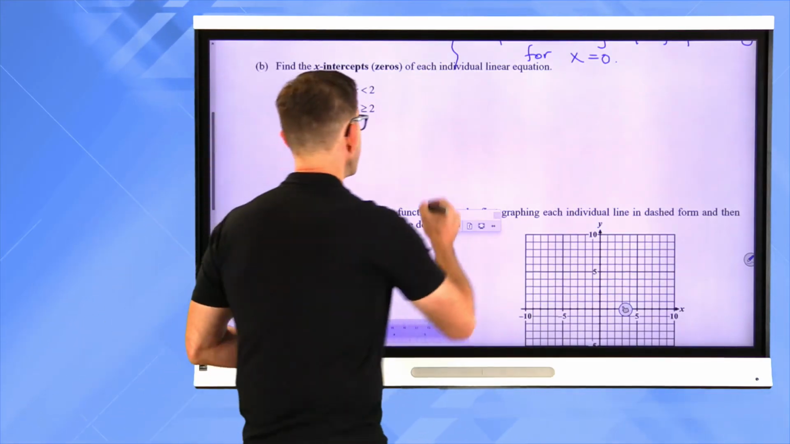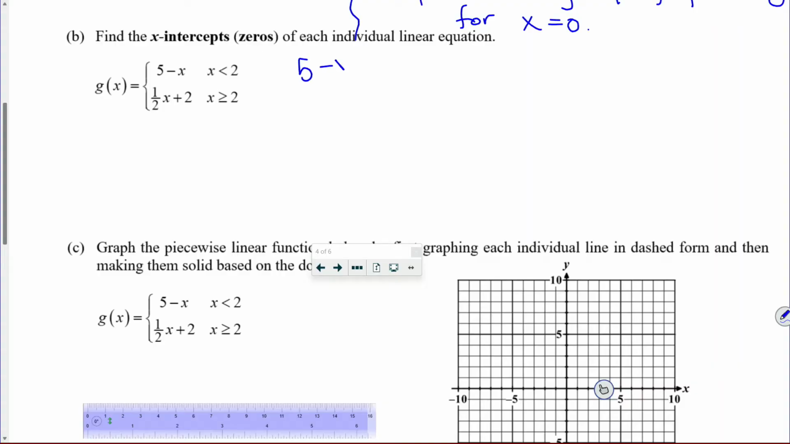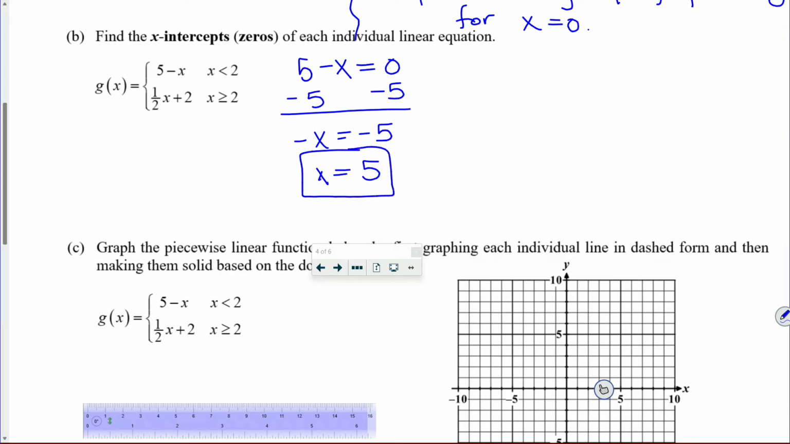All right, let's go through it. So for the first one, right, very simple. We have 5 minus x is equal to 0. Subtract 5 from both sides, and we'll get negative x is equal to negative 5, and that, of course, leads to us saying x equals 5. The other one, a little bit more challenging, 1/2 x plus 2 is equal to 0. Subtract 2 from both sides, we'll have 1/2 x is equal to negative 2, and multiply both sides by 2, and we'll have x is equal to negative 4.